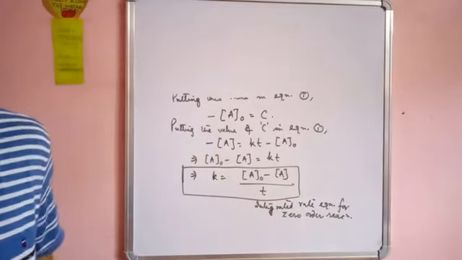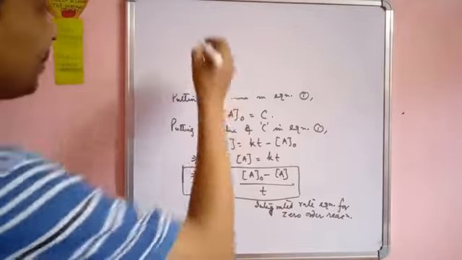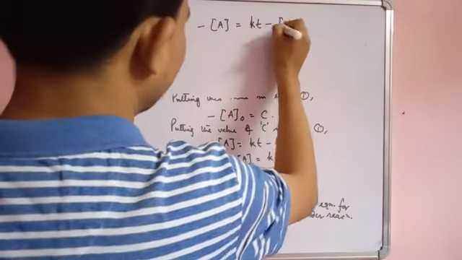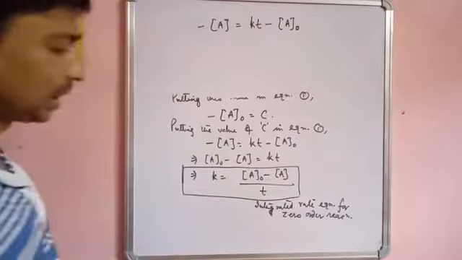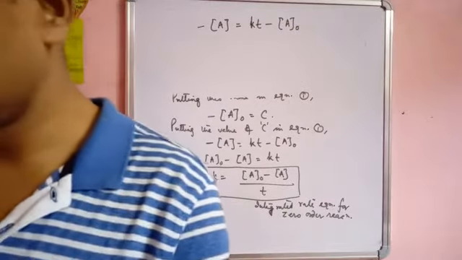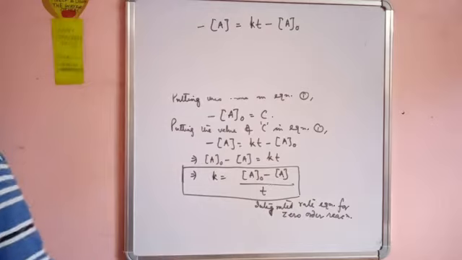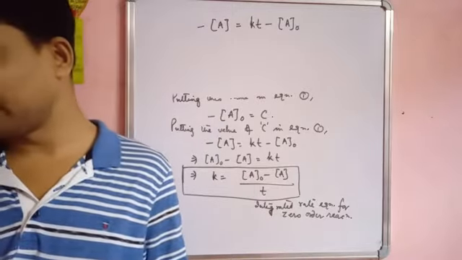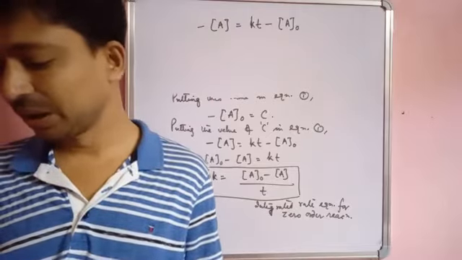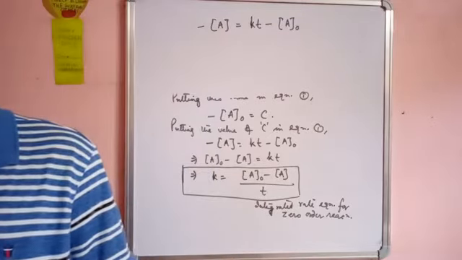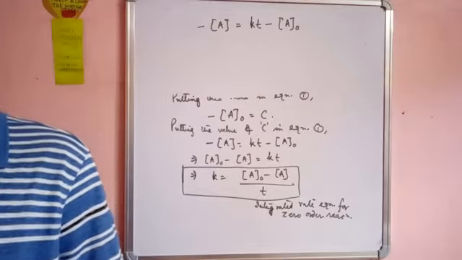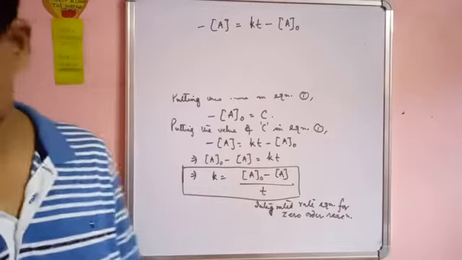What was equation 1? Minus a is equal to kt minus a naught. This was our equation 1. Minus a is equal to kt, minus a naught. So minus a is equal to kt minus a naught.